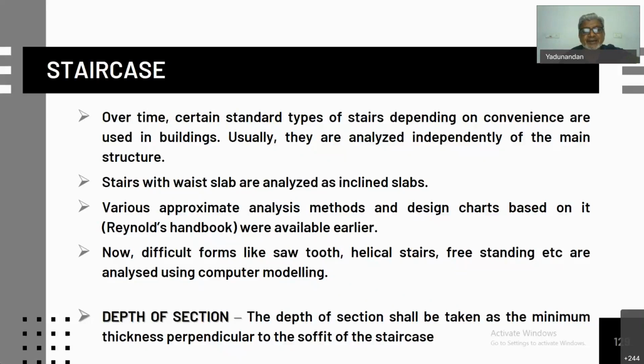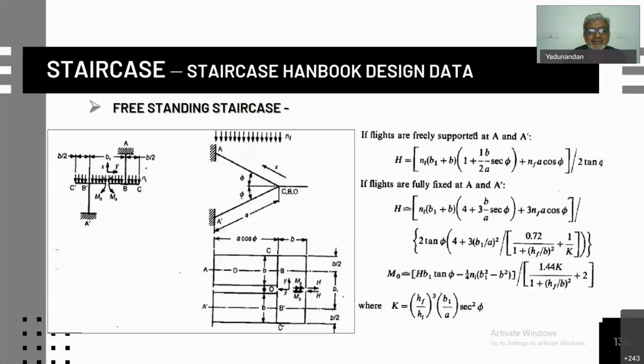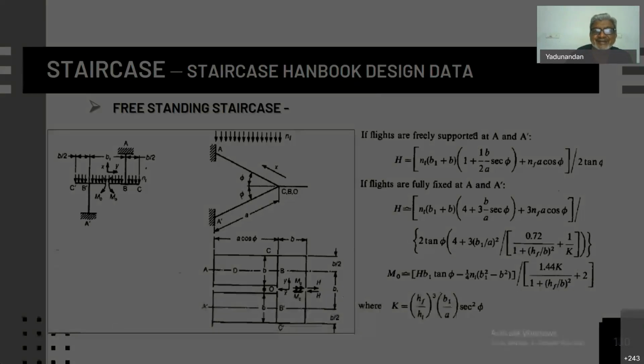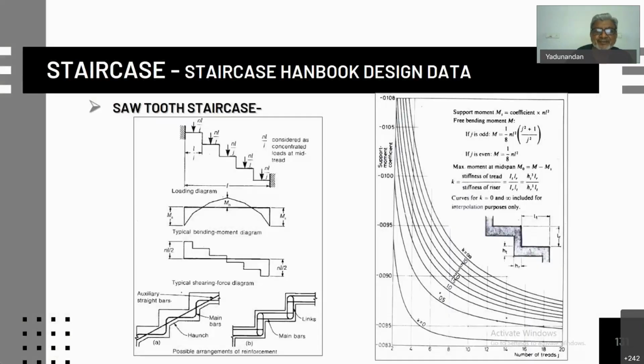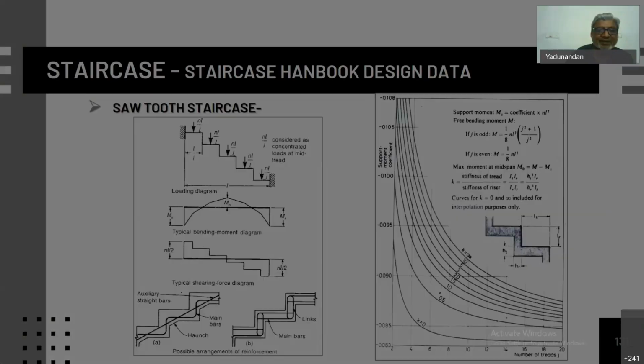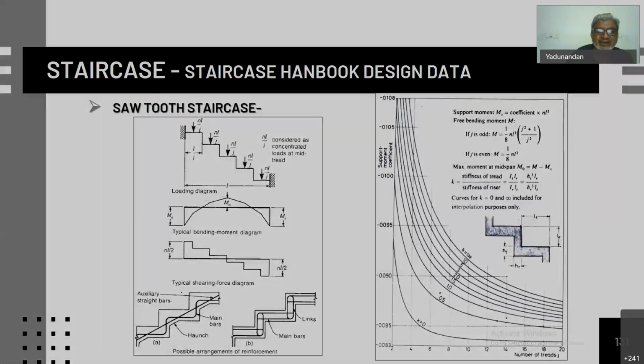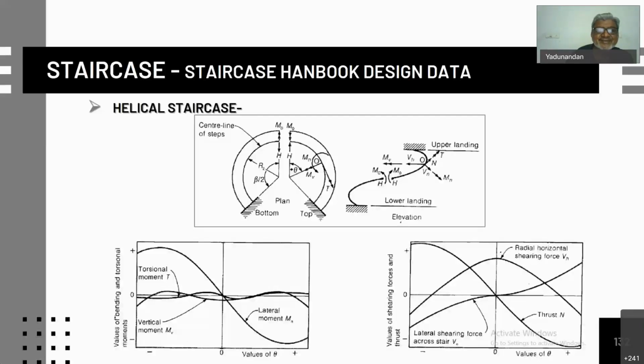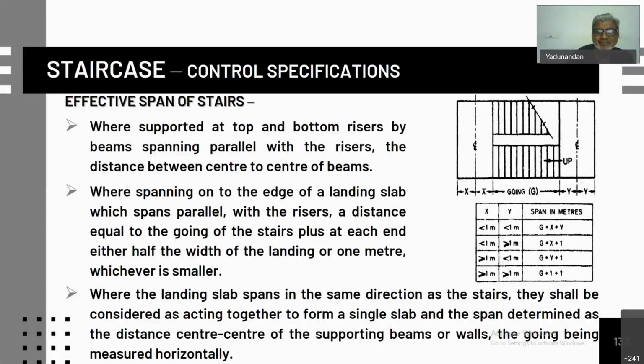So over time, certain standard types of stairs have been used, and many handbooks provide very detailed design data. This is taken from Reynolds' handbook. They give you the design detail for calculating the design of a freestanding staircase, a sawtooth staircase, and a helical staircase. Curves are there. You can use them and design those staircases.